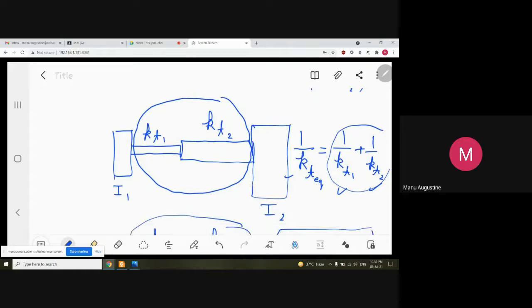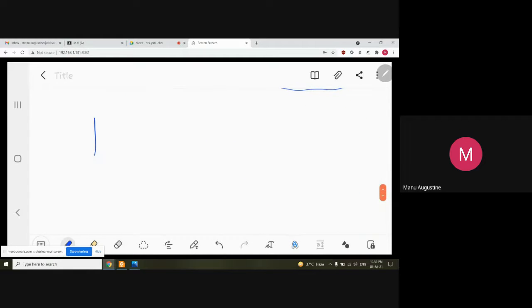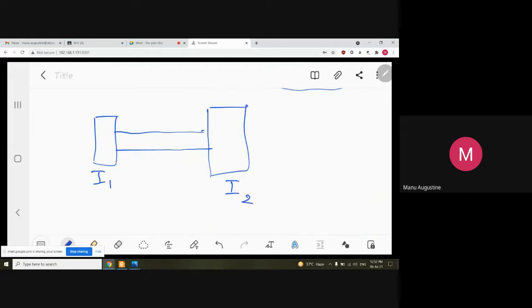And once KT equivalent has been calculated, your system becomes like this. A simple standard problem of 2 degrees of freedom system. Now you know the value of I1, I2, KT equivalent. Obviously, this new I2, let us call it as I2 dash, has an actual value of n square times I2. This is the only thing that you have to remember. That's it.